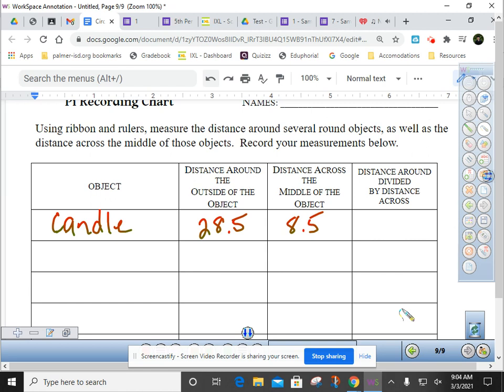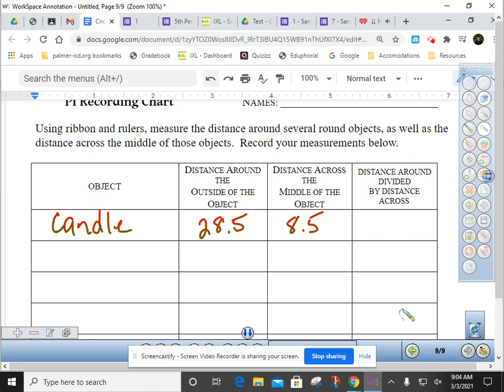Nicholas, do you have a calculator? You can pull it up on your screen if you need to. Do all of them. 2.888. 2.88. Round it to the 100th place. 100th place is 2 places behind the decimal.